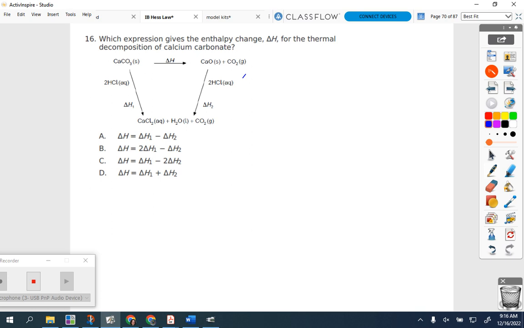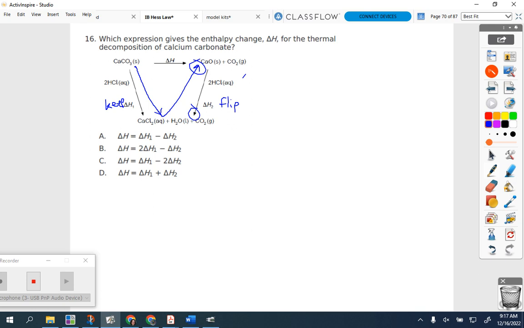So I'm starting here at my calcium carbonate. My path is going to take me down to my pit stop down here, and then back up. So this one is following the direction of the arrow. This one is going against the direction of the arrow. Okay? So we're keeping this and we're flipping this because of the directions of the arrow. So H1, and we don't have to multiply anything.